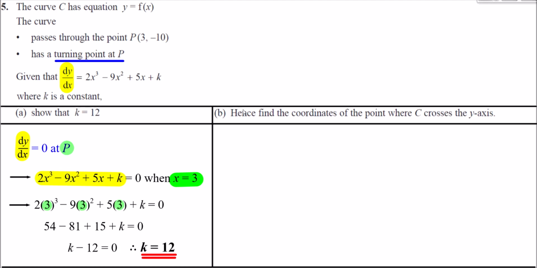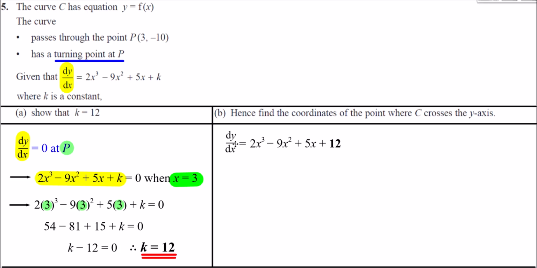Part B begins with the word hence, so we're going to use part A to help us. We're going to find the coordinates of a point where the curve C crosses the y-axis. So we don't have an equation for C, we have the derivative of C. So to go from the derivative of a function to the function itself, to go from dy by dx to y, we need to integrate. So therefore, curve C will be the integral of this with respect to x.